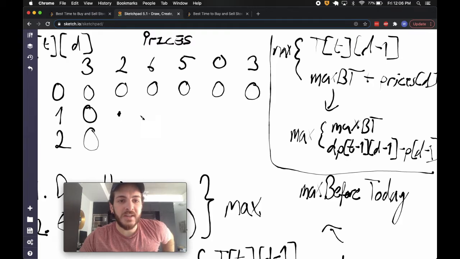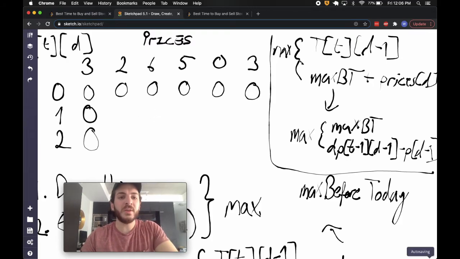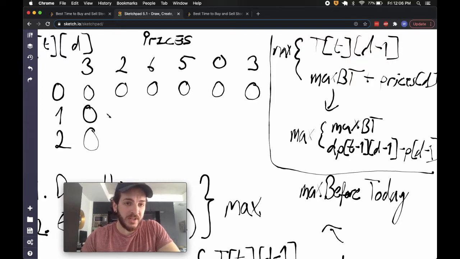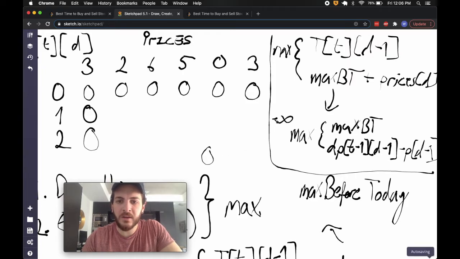But we ask ourselves now, in this position here, what's the best that we can do? The best that we can do is the maximum between what we did yesterday with today's transaction, so that'll be a 0, so one of our options is 0, and the other is the maximum before today plus today's price. So today's price is 2. What's the maximum we could have done before today? Maximum before today, originally I'm going to instantiate it with 0 and with negative infinity.